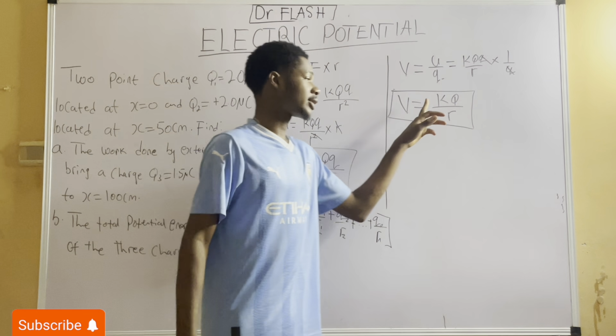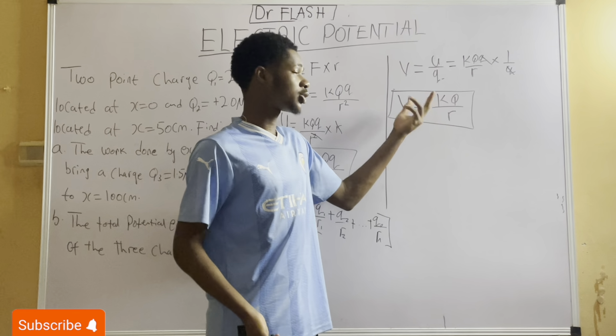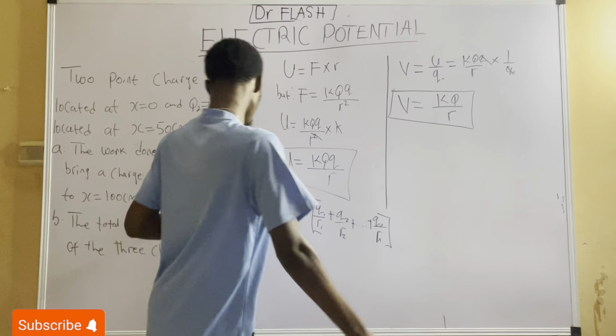Remember, K has the usual value of 9 times 10 to the power of 9, so most times you will not be given any problems just like this one we're having on the board.